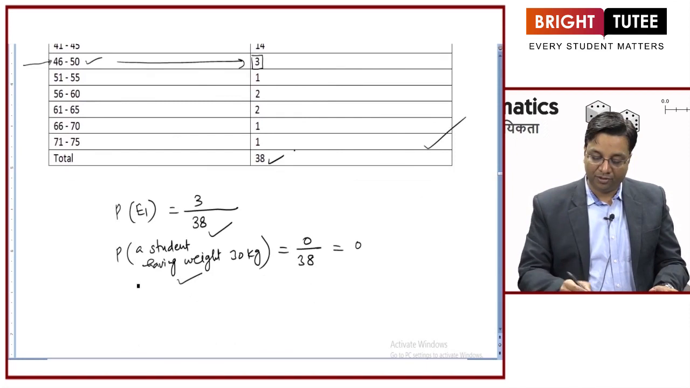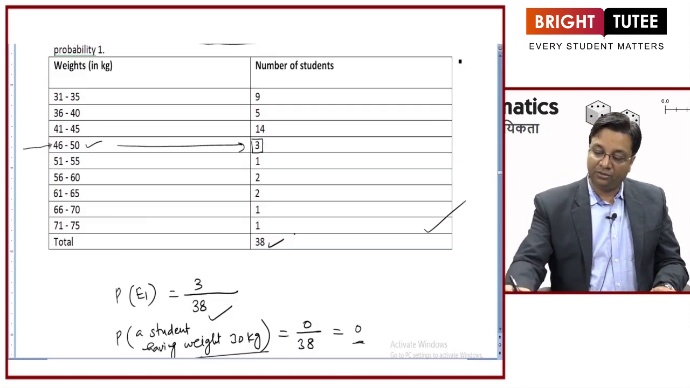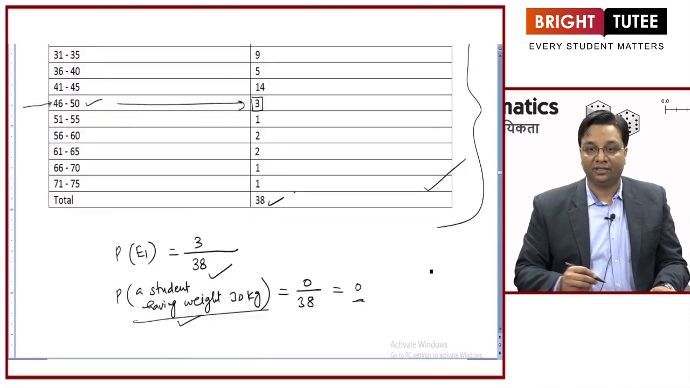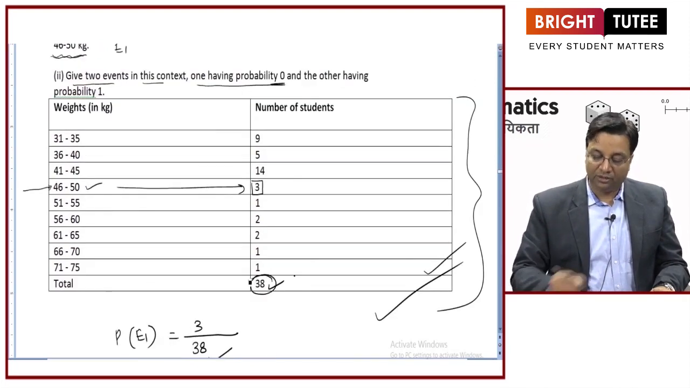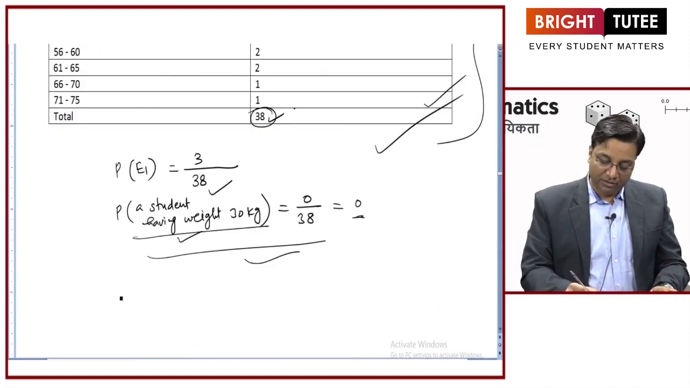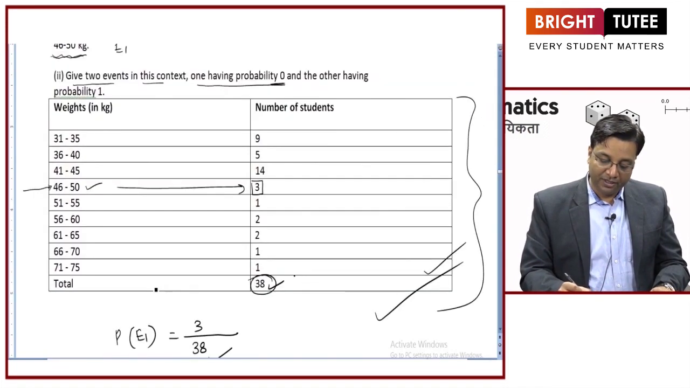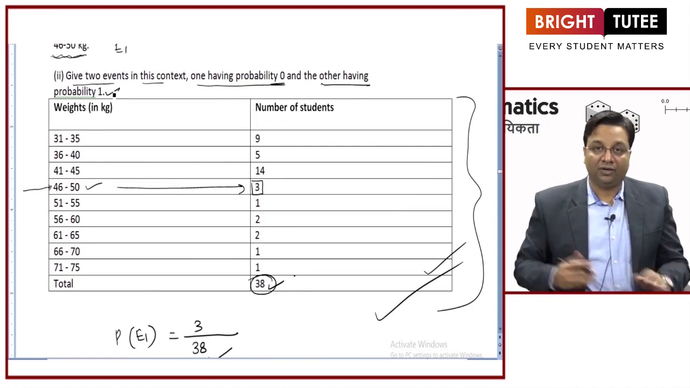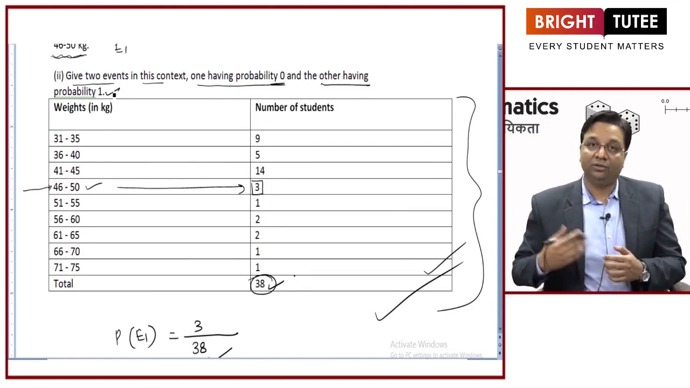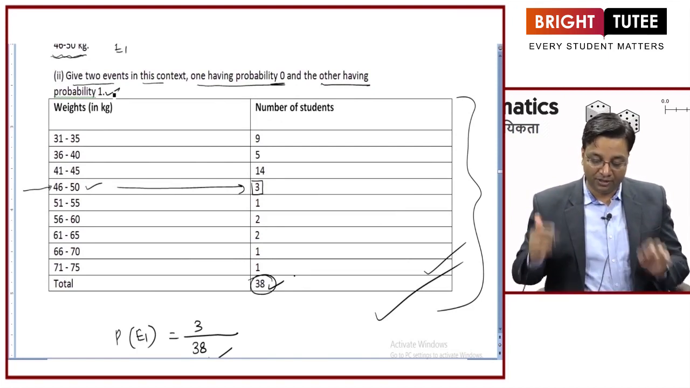Now when I say the probability of a student having weight 30 kg is 0, I am referring to this data only. This is not a general statement. This is based on the observations made of these 38 students. Okay. Now the next question is probability that it will be 1. We need to give such an event that the probability is 1.